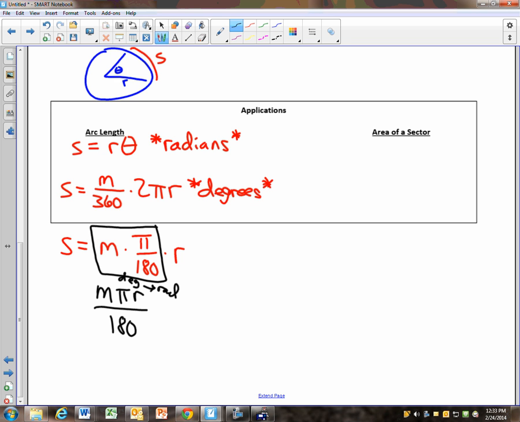Very nice short formula. We can do the exact same thing with area. If you take the area of a sector, a sector is like a pie-shaped part of the circle, and we want to find the area. The letter we use to describe the area of a sector is K.